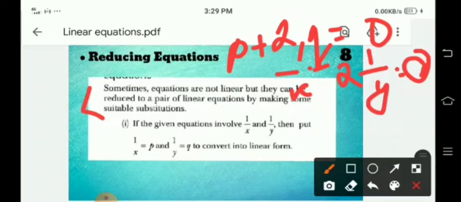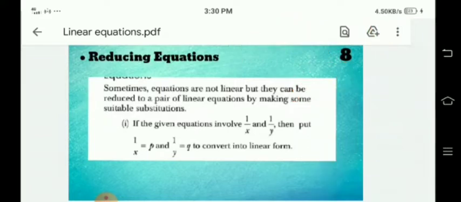Linear form मा कन्भर्ट गर्नुको लागि चाहिँ हामी चाहिँ 1 by x को भ्यालु p हाल्नु पर्यो अनि त 1 by y को भ्यालु q हाल्नु पर्यो. किन अब इट्स नट नेसेसरी टु पुट p and q. We can also put alpha and beta, a b. It is in our own wish, but commonly used is P and Q. 1 by x is equals to P and 1 by y is equals to Q.